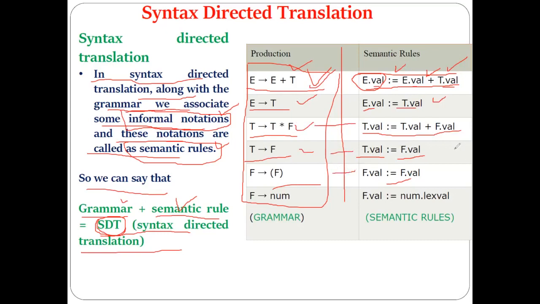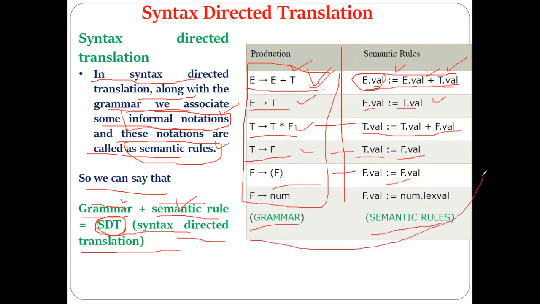These semantic rules are also referred to as semantic actions. These semantic rules, or semantic actions, help the semantic analyzer determine whether a particular sentence is meaningful or not. How that happens, we'll see in the example. But you have to keep in mind what exactly the syntax-directed translation grammar is. It is nothing but the original grammar plus some semantic rules. Here, this is the original grammar and this is the semantic rules.